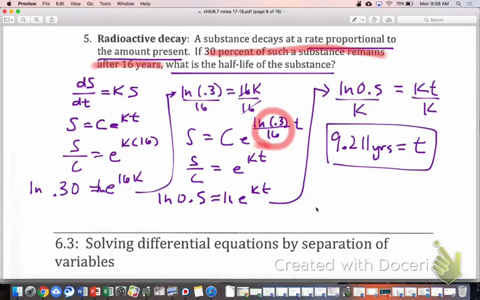Does that make sense in the context of the question? If 30% is left after 16 years, wouldn't there be 50% left in less than 16 years? So hopefully that makes sense in the context of the question. Do you guys have any follow-ups for me? No questions?